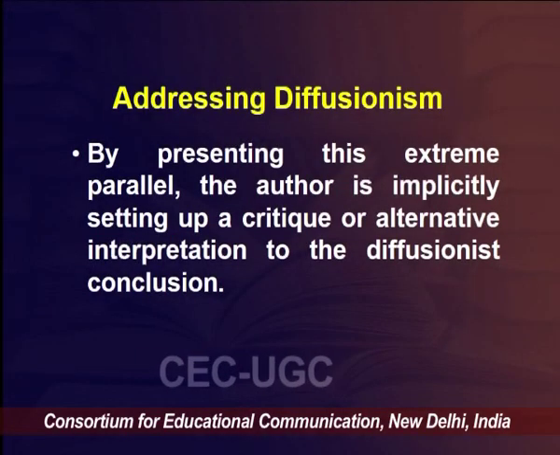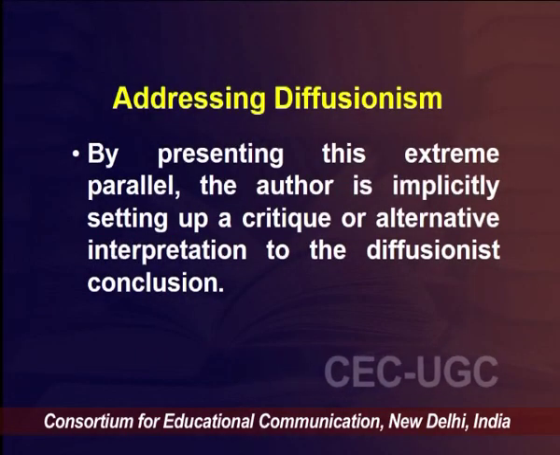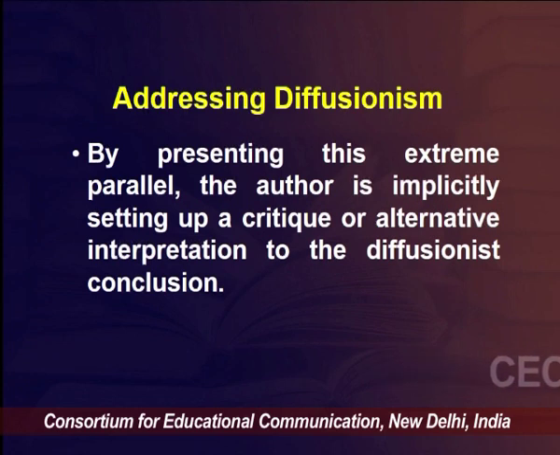So, he then directly introduces the diffusionists, specifically naming Graebner. So, the diffusionist criteria is that if we accept the criteria formulated by diffusionists such as Graebner, we have here what they would say is evidence of a historical connection between Australia and the Pacific coast of North America. By presenting the extreme parallel, the author is implicitly setting up a critique of alternative interpretation to the diffusionist conclusion.